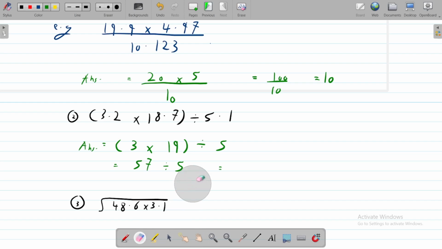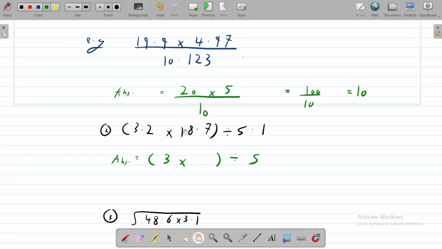Okay. Again, your working was correct, but they're asking for the estimated answer. Now, it's not necessary that you always have to go one number up or one number down. No, that's not the case. In this case, someone could have written down 18.7 as 20, because they don't want a decimal answer. You want to get a proper whole number answer. So if you took 20, that will give you 60 divided by 5. That will give you 12 as the estimated answer. So it's not a must. You can go one number, two numbers, depending on the context.